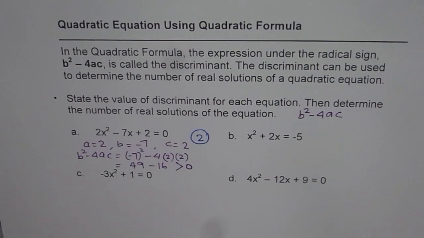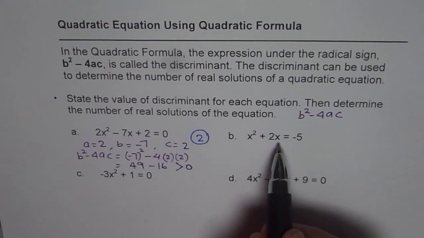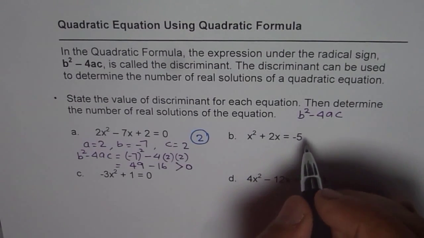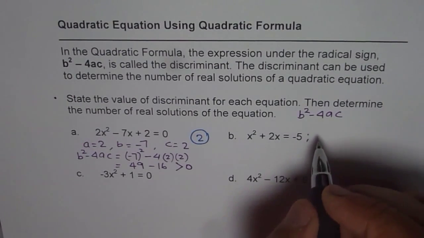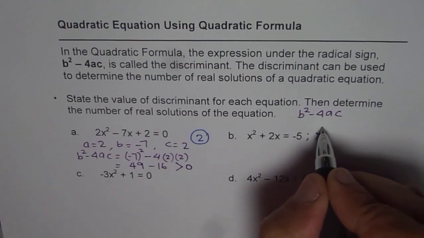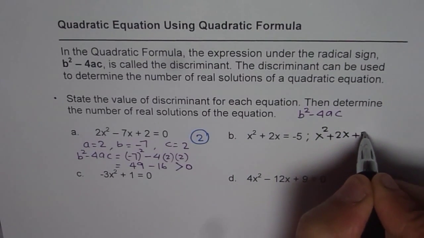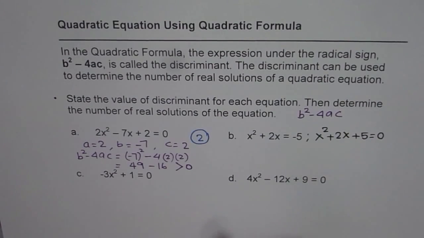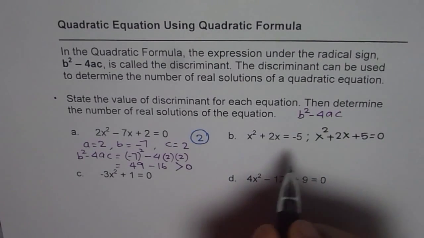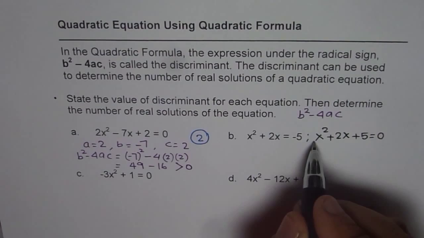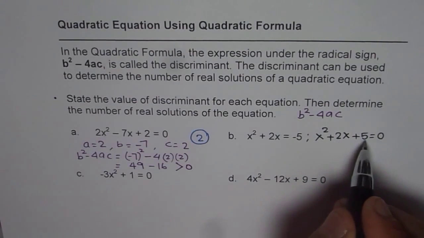Now let us do the next one. This equation is x squared plus 2x equals minus 5. It's a good idea to write this equation in standard form. So we have x squared plus 2x plus 5 equals 0. Now in this equation, what is a? a is 1, b is 2, and c is 5.